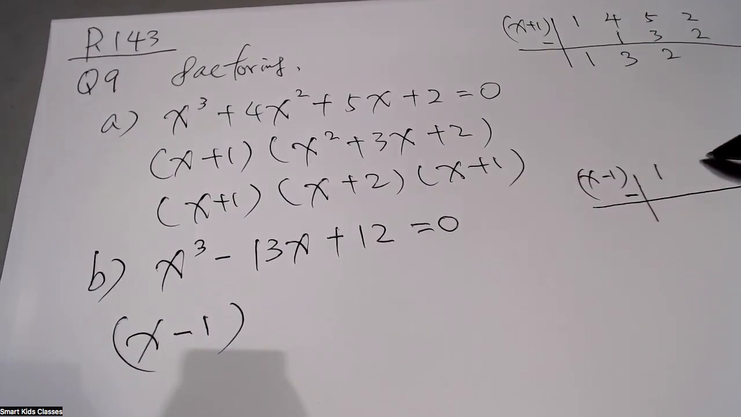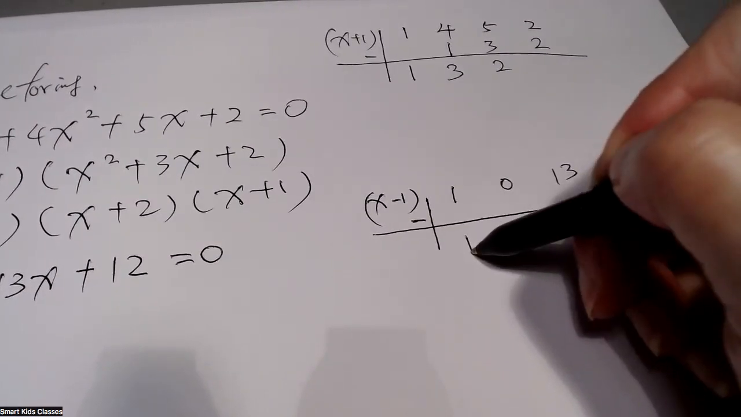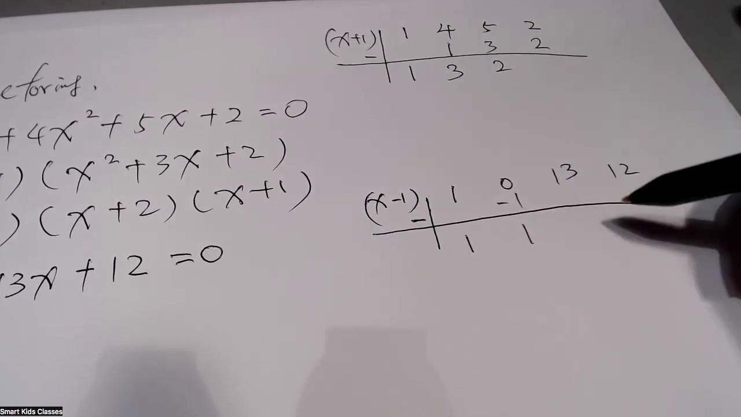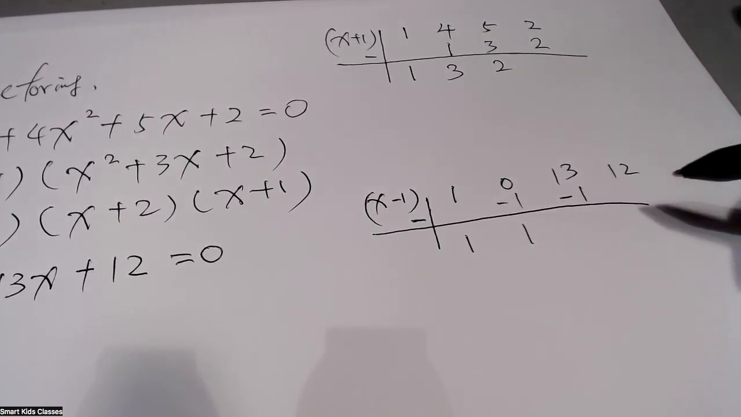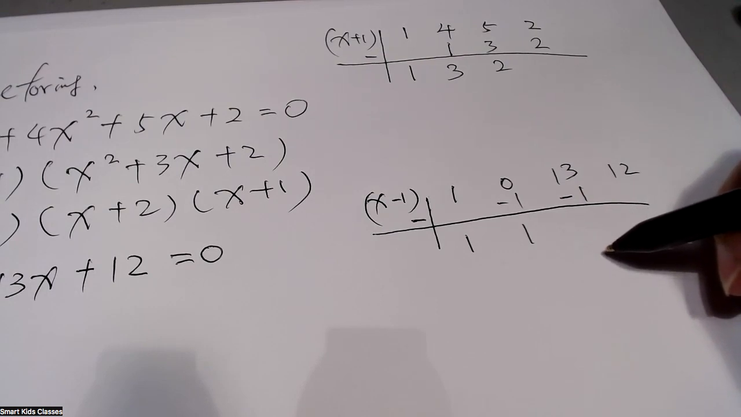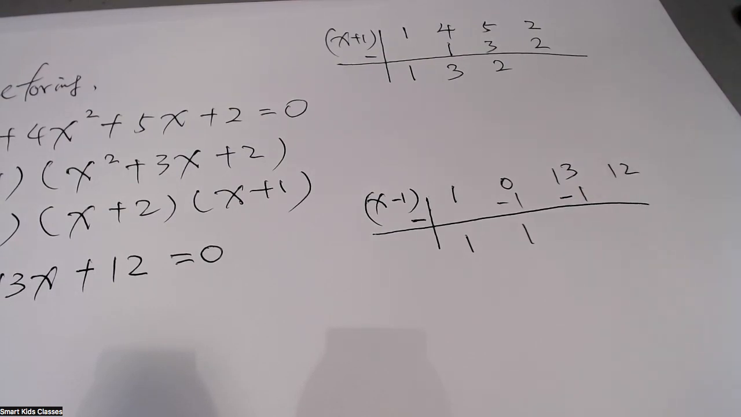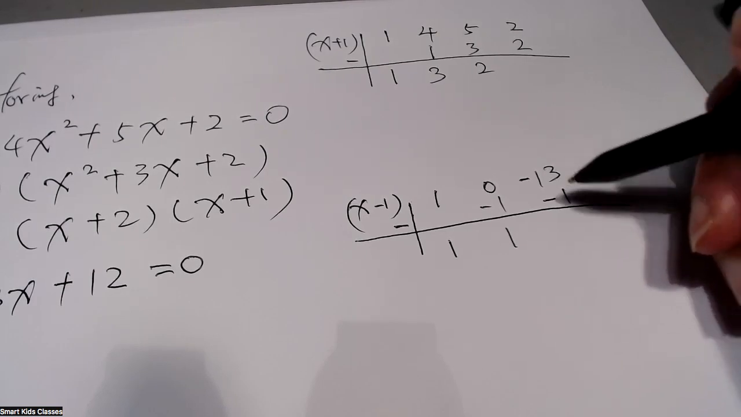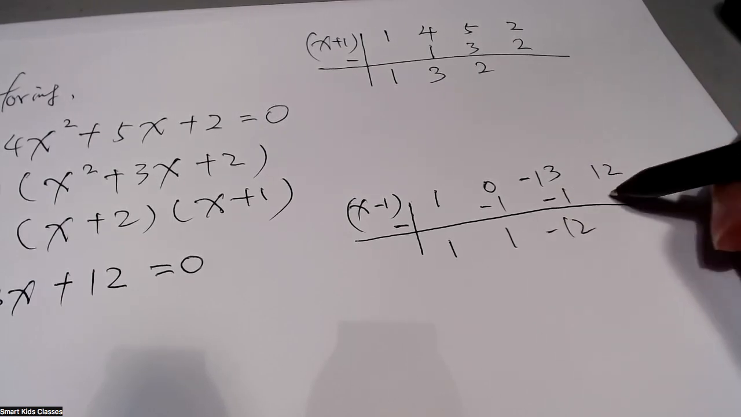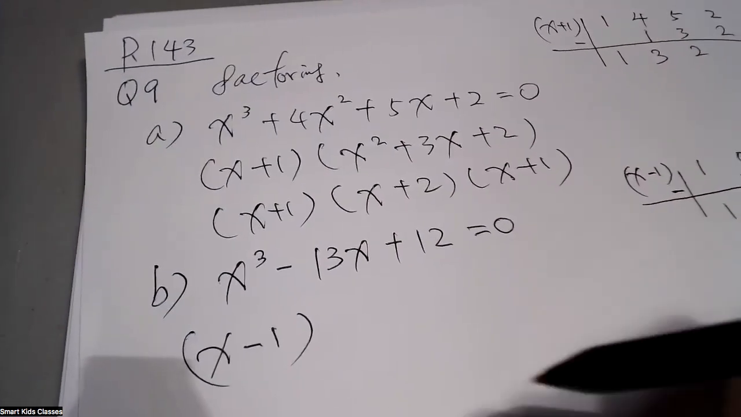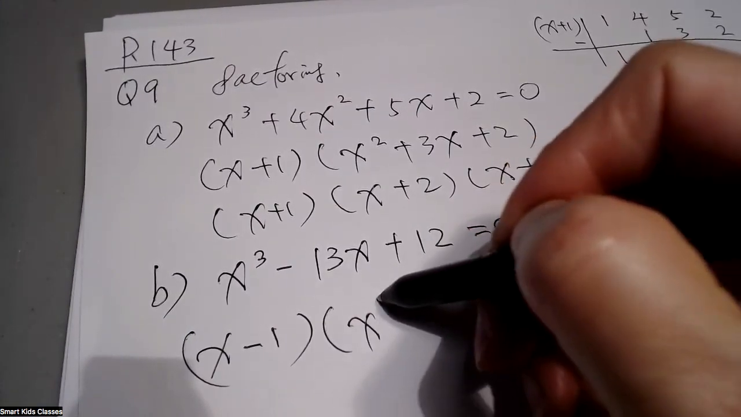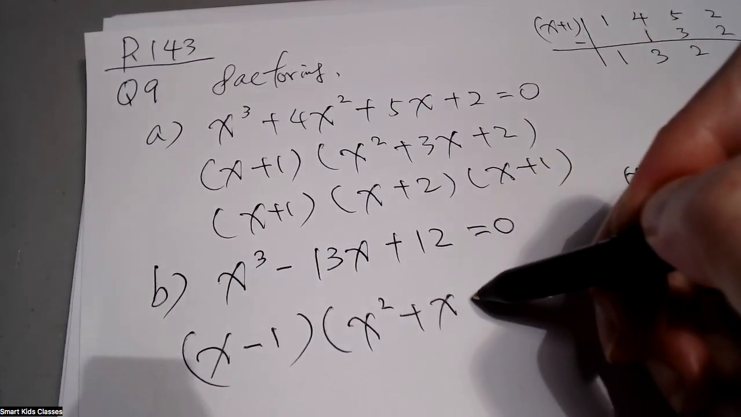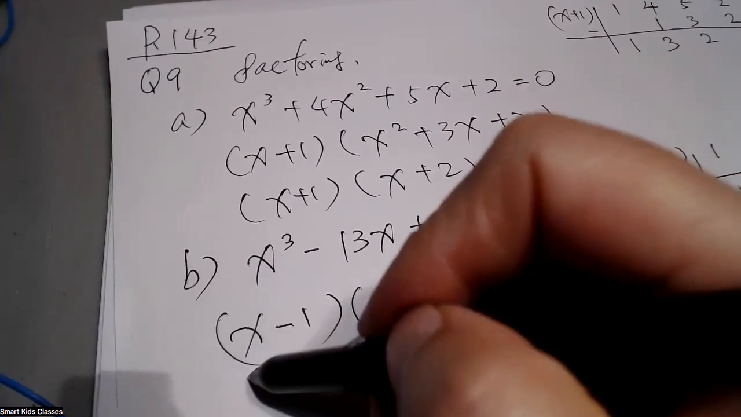We have a 1, we have a 0, we have a negative 13, we have a 12. So we put the 1 here. So negative 1, we have a 1, and negative 1 here. So we're going to get negative 12, and we get positive 12. So we write the answer: x exponent 2 plus x minus 12. And we continue to factor.